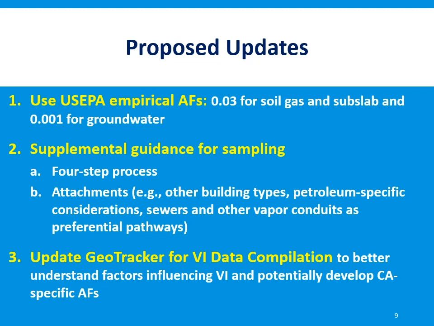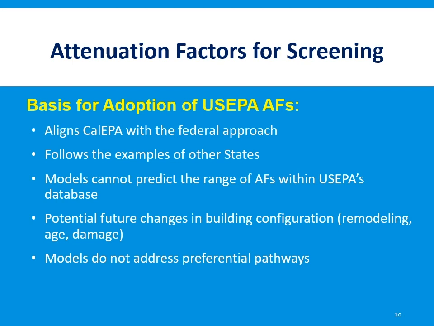We know that there are concerns that US EPA's nationwide database may not be appropriate for California because our climate and typical building construction may lead to less vapor intrusion. To address this, we have updated GeoTracker, the Water Board's online records database, to better collect vapor intrusion data. This allows us to bring together data gathered on a site-by-site basis to evaluate vapor intrusion, to create a unified California-specific database. The database can be used to better understand the factors influencing vapor intrusion and potentially develop California-specific attenuation factors. The guidance adopts US EPA's 2015 attenuation factors for screening.